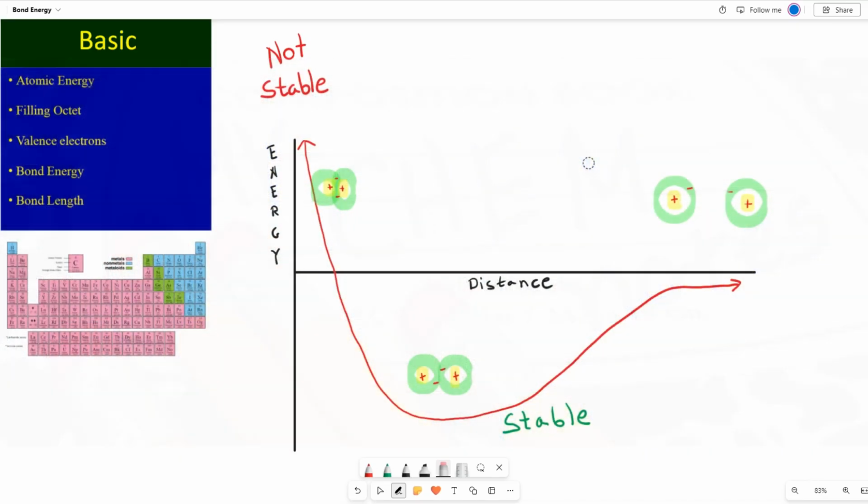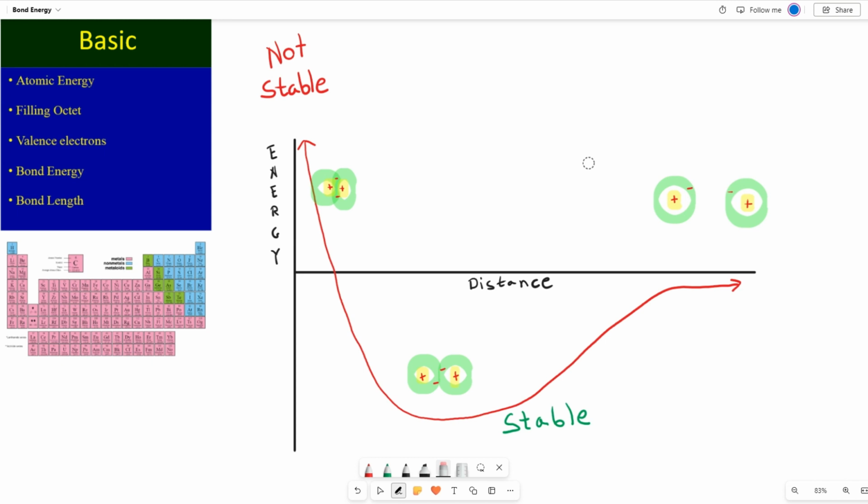Hello, fellow chemists. In this video, we're going to take a look at bond energy. This is labeled as a basic video because there's really no information that you need to know to be able to follow along with the topics that I'm going to discuss in this video. So let's get started. Bond energy and atomic energy.